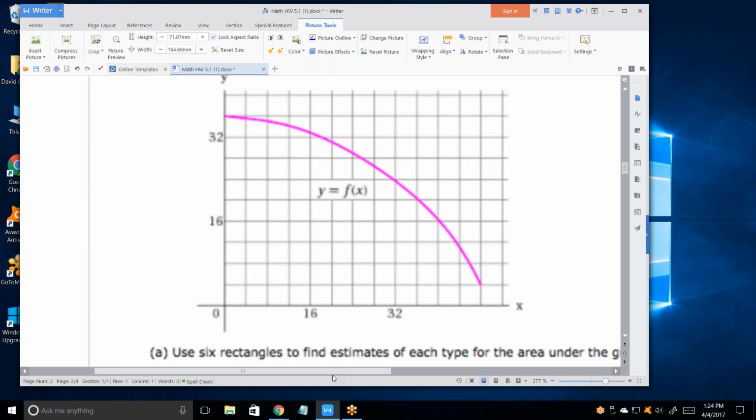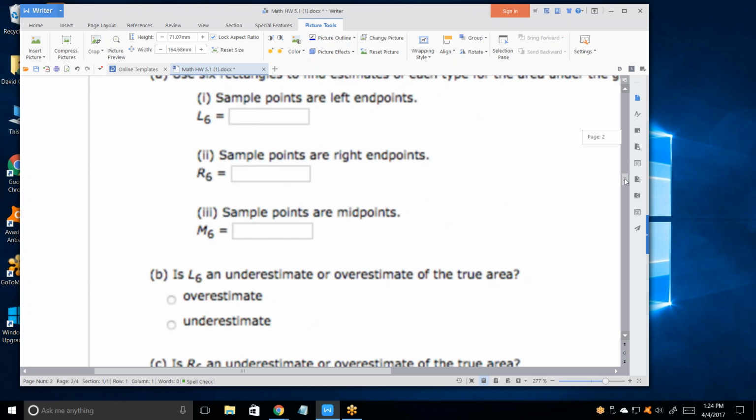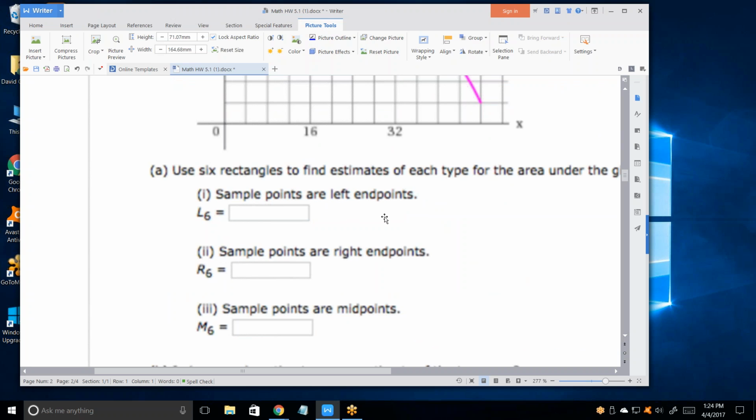All right, well I just did that. In other words, I showed you the left ram, which in this case overestimated it, and I showed you the right ram, which in this case underestimates it. Sample points are left endpoints.